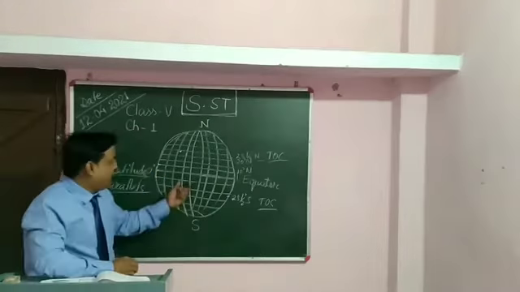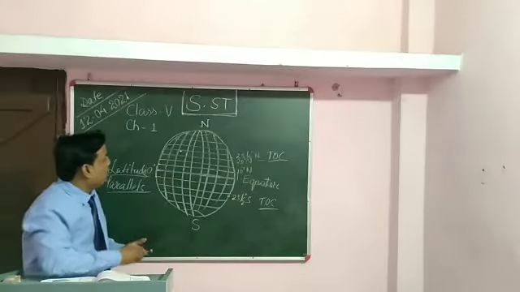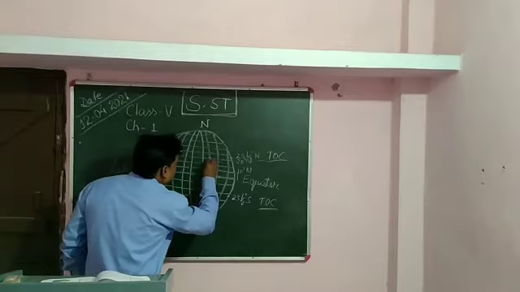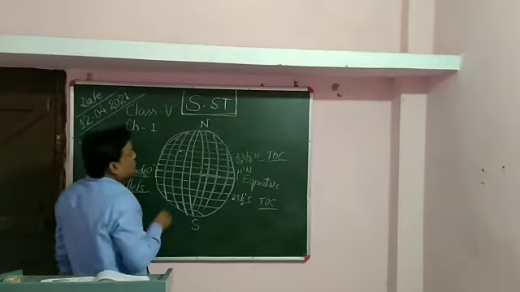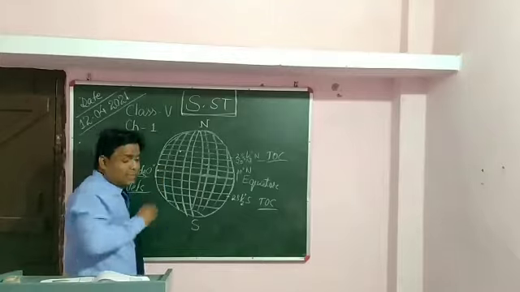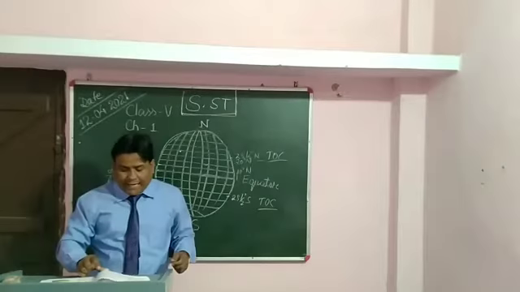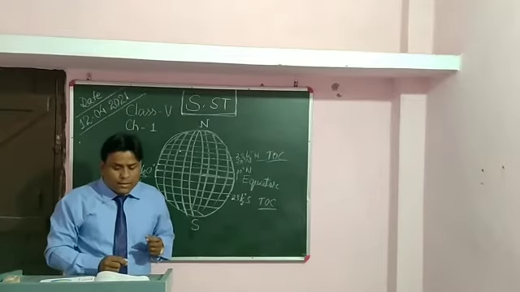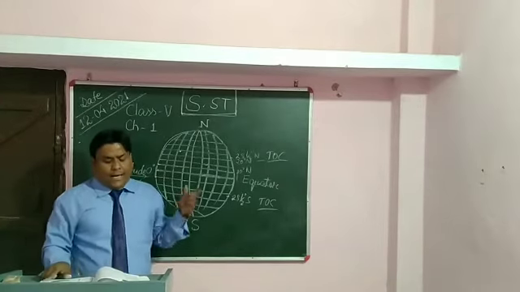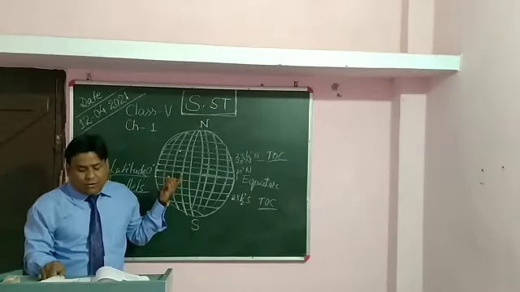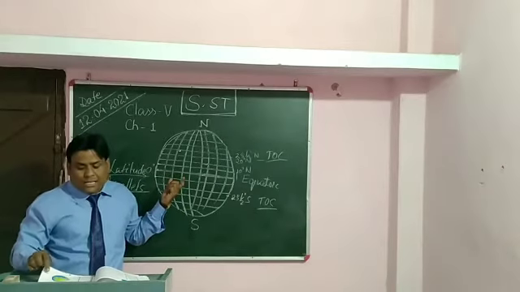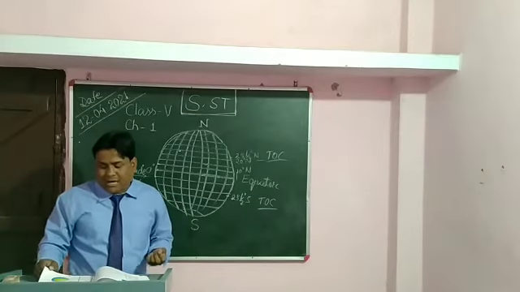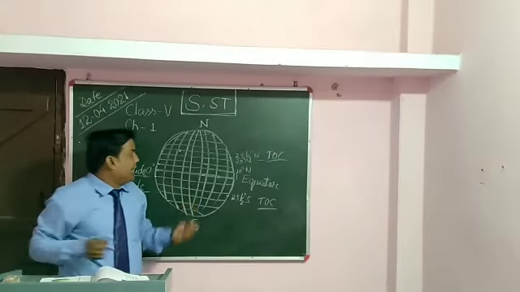Now you can clearly see in this picture that these small blocks or houses are known as grids. This is an important thing. What will be the definition of grid? The grids formed by intersecting lines of latitude and lines of longitude are known as grid. The network formed by intersecting lines of latitude and longitude is called a grid.